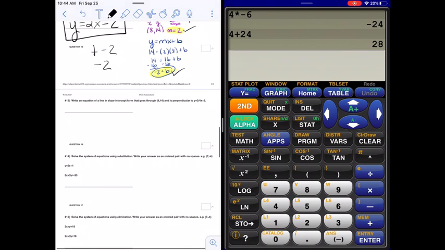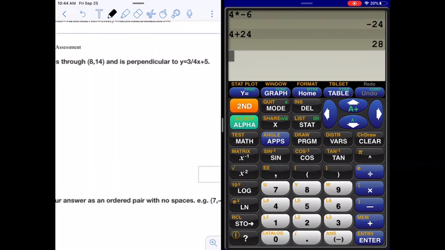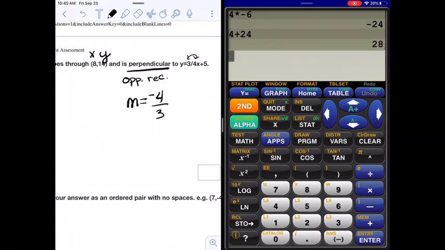Okay, moving on to number 13. Write an equation of the line in slope-intercept form that goes through (8, 14). So here's your x value and your y value. And it is now perpendicular. Remember, perpendicular, opposite, so you switch the sign. Reciprocals, so you flip the fraction. So if the slope here is 3 over 4, the slope I want to use, instead of writing 3 over 4, I'm going to flip it. So I'm going to have 4 over 3. And the original slope was positive, so I'm going to make this negative.